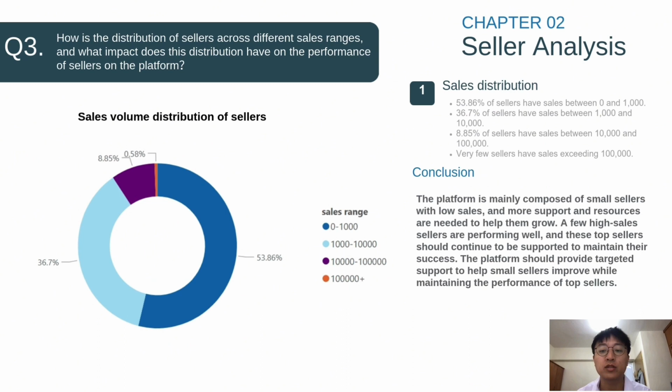The graph shows that most sellers have sales between 0 and 1,000, and few sellers have sales of more than 100,000. The platform is mainly composed of small sellers with low sales. Providing targeted support and resources to help them grow is crucial, while also maintaining the performance of top sellers.